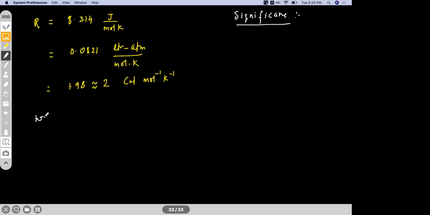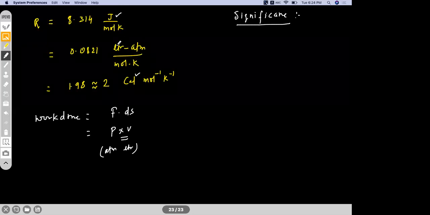Work done in physics you have already done. It is F dot ds, force into displacement. We also write it as pressure into volume, the work done. The unit of work done is the unit of energy, that is joule, the SI unit. For pressure and volume, the units are atm for pressure and liter for volume, so liter atm is also a unit of work done. So joule is work done, calorie is work done, and liter atm is also work done.